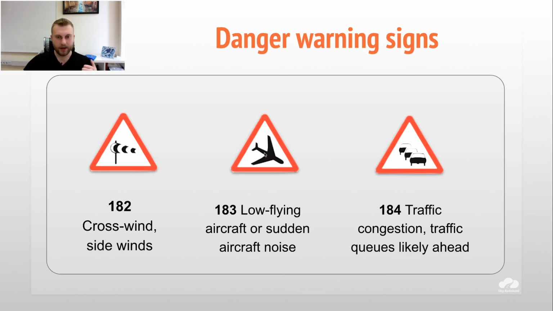The sign for aircraft: sudden aircraft noise, low flying aircraft. It's near Ülemiste. We have the same situation if you go straight to Tartu, on Tartu Mante. You can see this sign over there. It basically means that a lot of planes usually fly there very low, and they make a big noise.